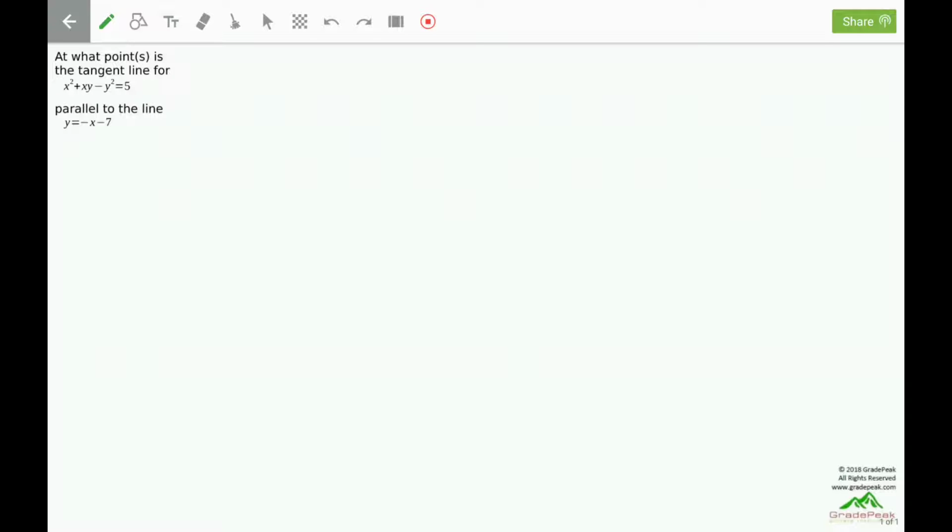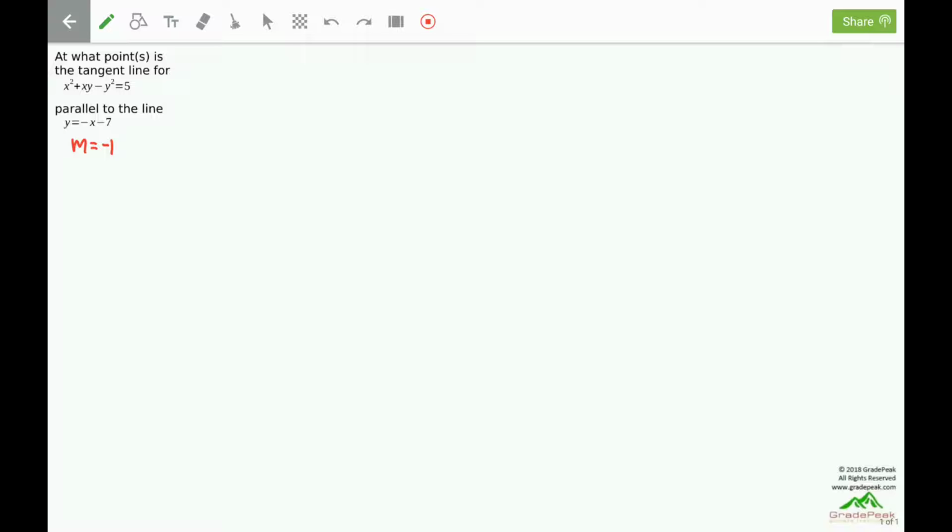At what point or points is the tangent line for x squared plus xy minus y squared equals 5 parallel to the line y equals negative x minus 7? Parallel lines have the same slope. The slope of the line given is the coefficient in front of x. So the slope of that line is negative 1.